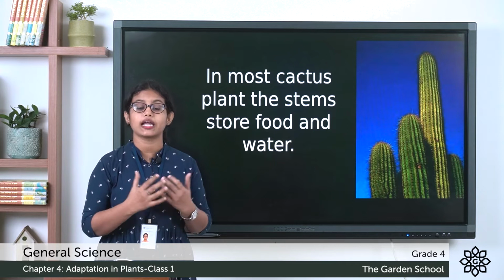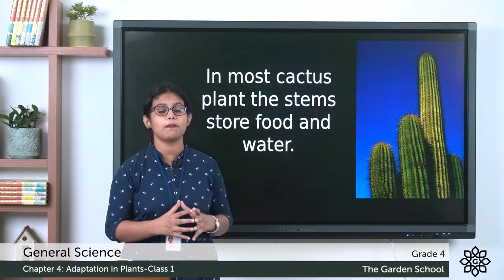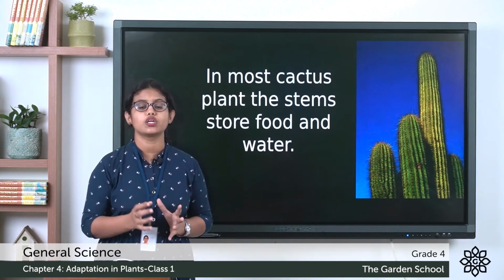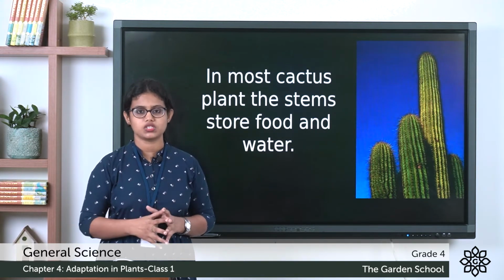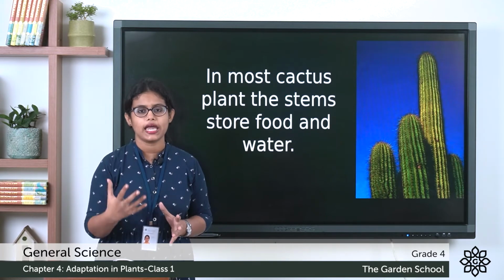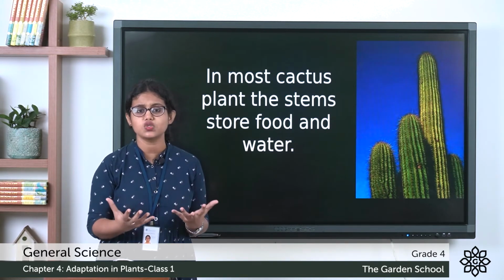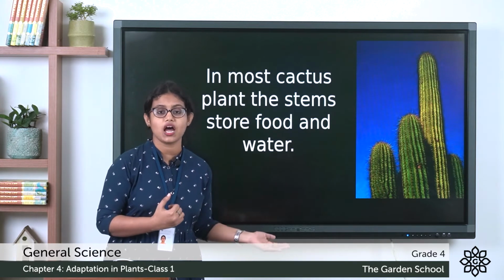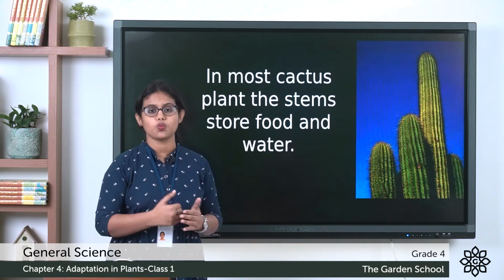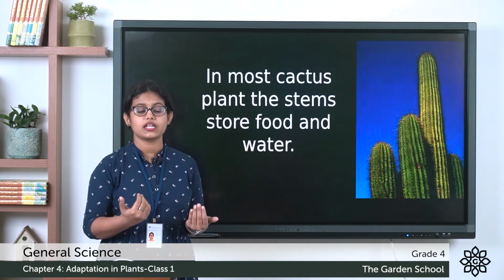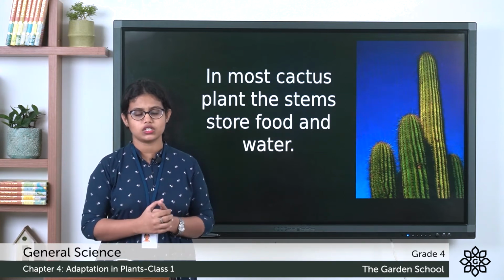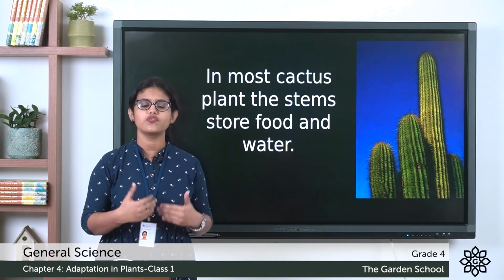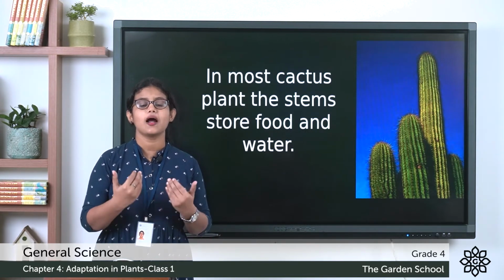The cactus plant stem has a waxy coating. You know why the stem has a waxy coating? In order to prevent water from being lost, to stop water from escaping. Can these cactus plants afford to lose water? No, because they get very little water. So the cactus plant stems have a waxy coating. And where do they prepare food? They prepare food on the stem with the process of photosynthesis, like any other plant.